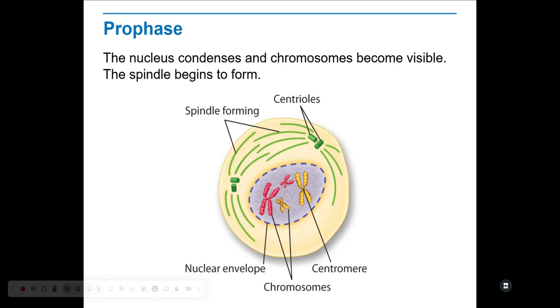We also have the formation of spindles. Spindles are beginning to form. Those spindle fibers are going to help to move pieces. They're kind of like tug-of-war ropes. They're going to attach and then pull parts to different ends of the cell.